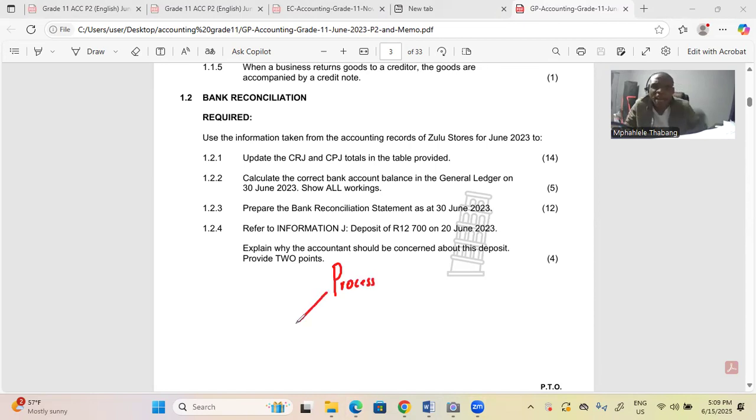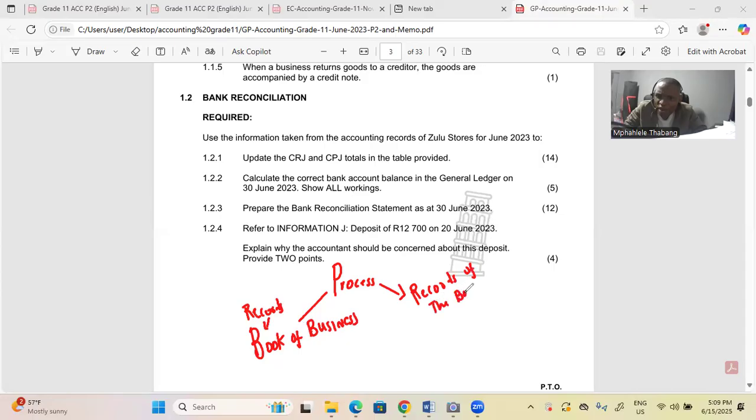whereby we compare the books of the business, or let me say the records of the business. Let's use the word records instead of the books, but whichever you use will still make sense. It is the process where we compare the records of the business with the records of the bank. That is bank reconciliation. Okay?